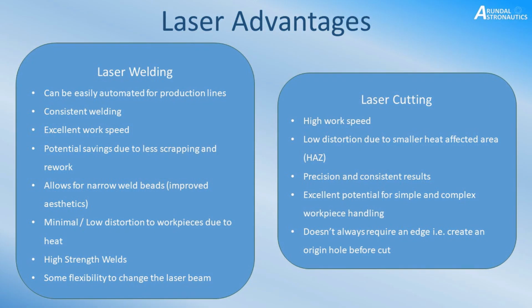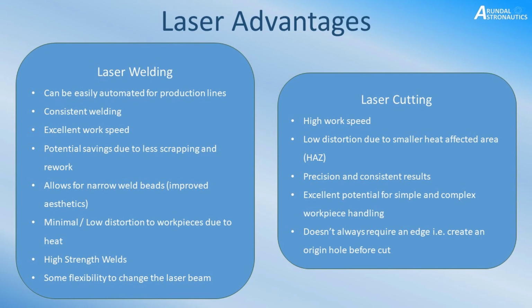Starting with laser welding, it can easily be automated as part of a production line, and this automation therefore leads to consistent weld quality. With this automation and consistent welding, it means that even complex programs can carry out their work rapidly, and therefore this leads to potential savings because there's less scrappage and rework because the accuracy is potentially so high. Because of the physics involved with laser welding, the weld bead itself will be quite narrow in the order of millimeters, and this means that not only does it look better in terms of aesthetics, it allows laser welding to be carried out on small workpieces.